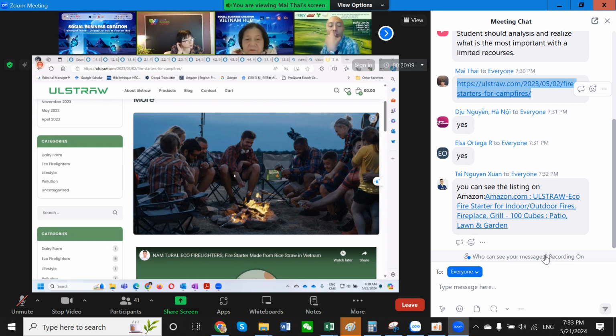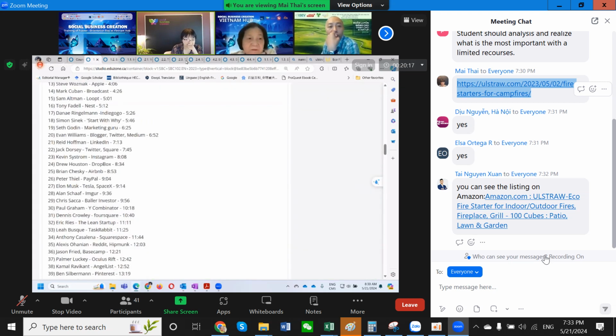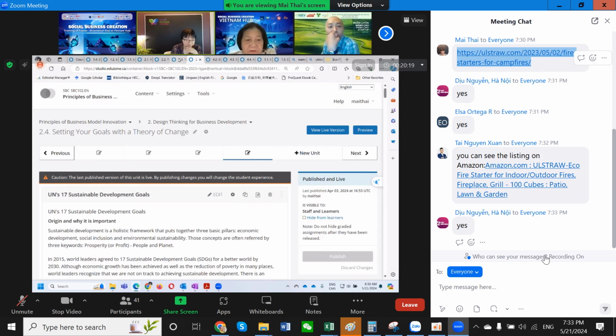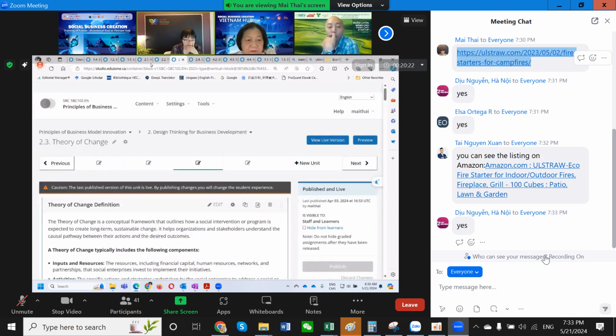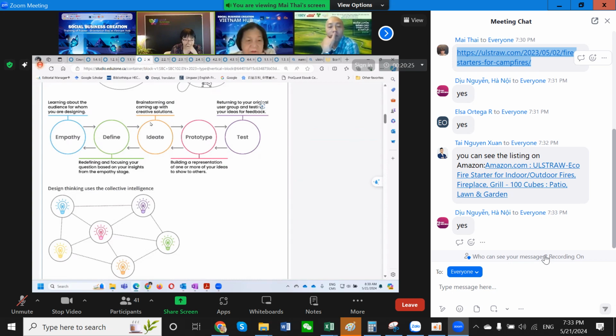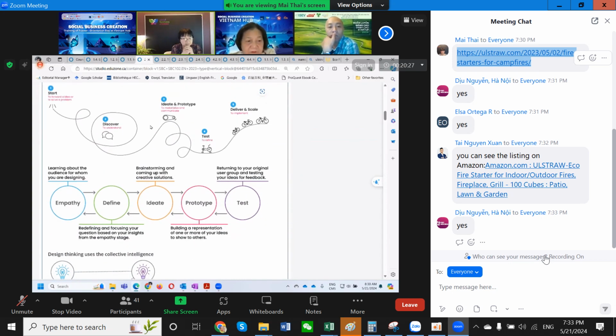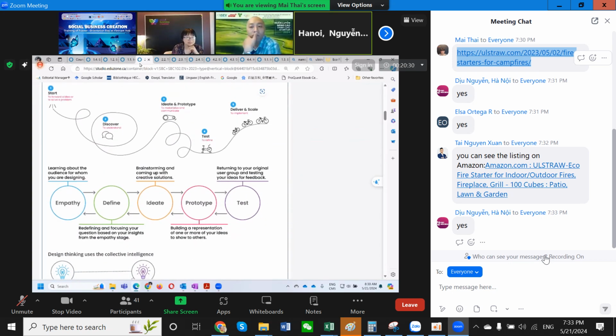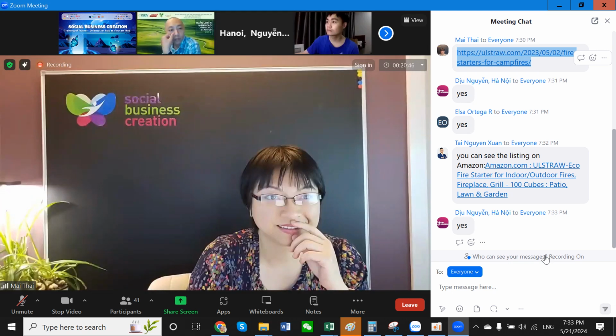Do these people really care about the air quality in Vietnam? Do they care? Yes, I think so, because they are campers, so they like fresh air and nature. Yeah, but do they live in Vietnam? Do they care about the air quality in Vietnam? That's a point.